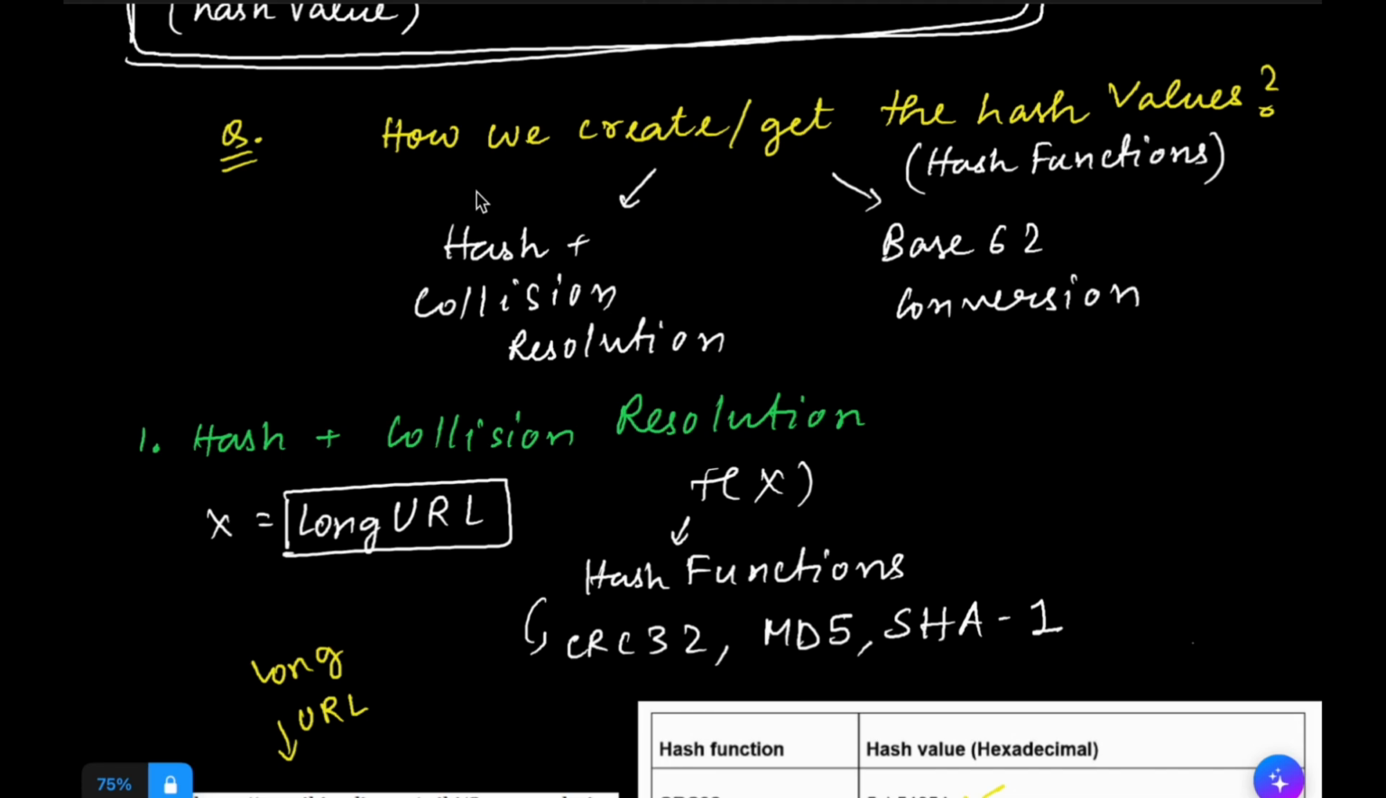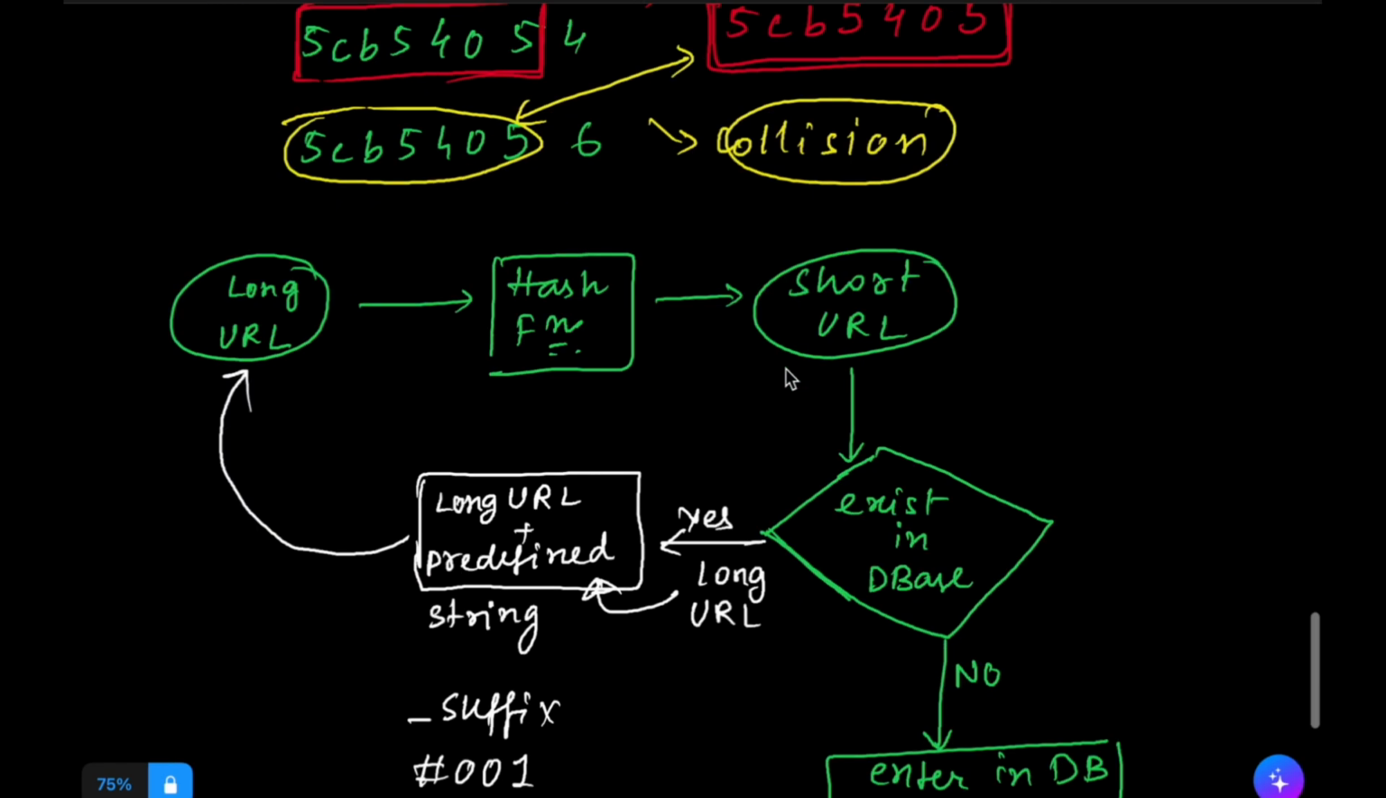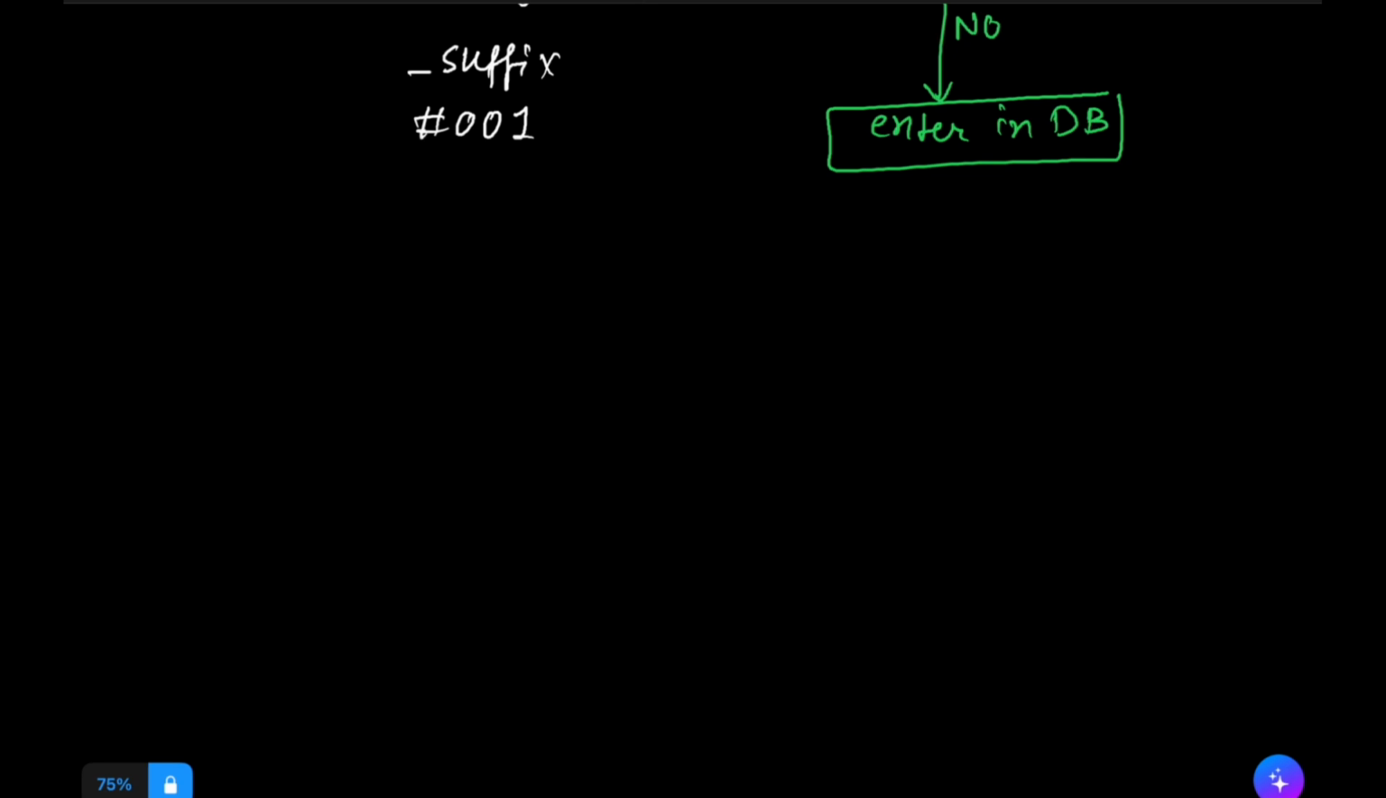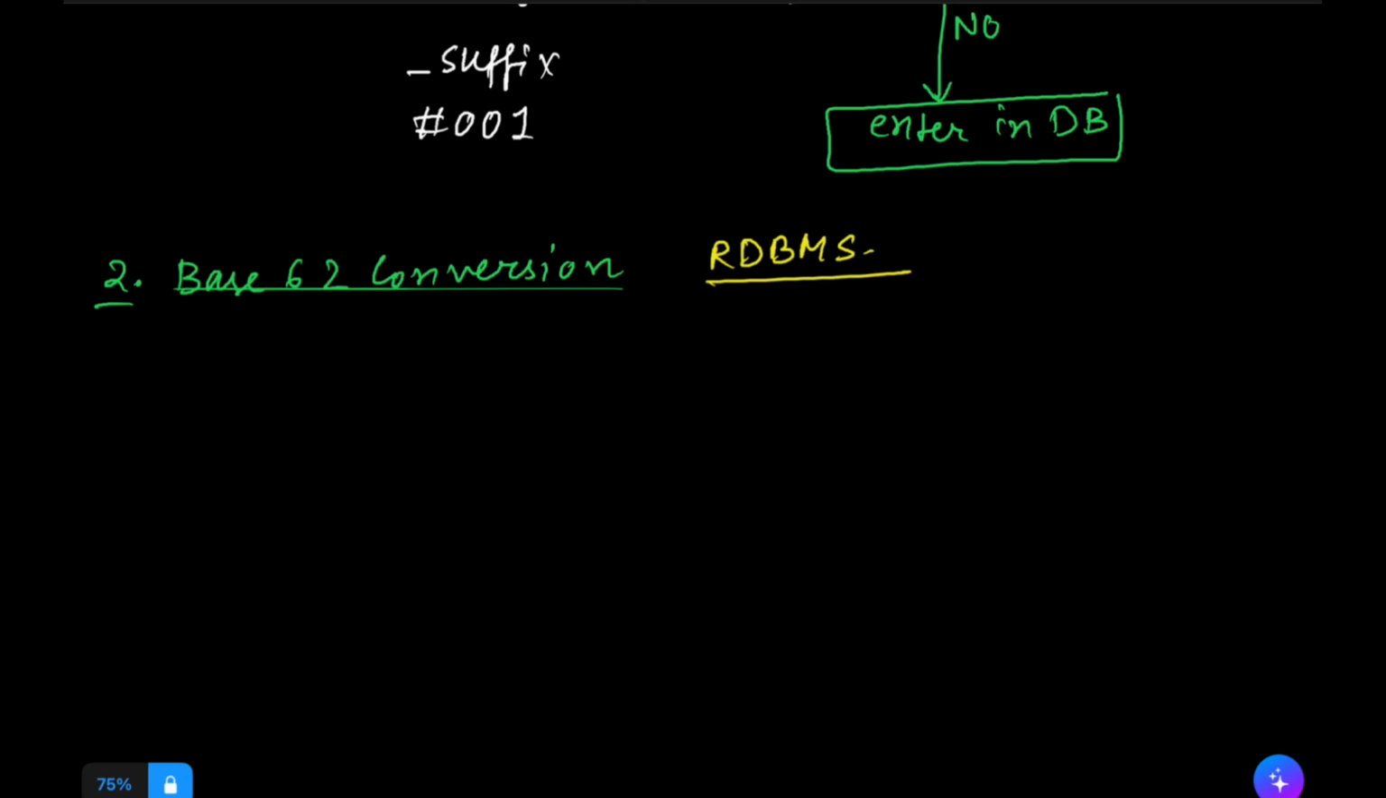Another approach, which we also mentioned and will be discussing right now, is base 62 conversion. So let's look into it. What is this base 62 conversion and how does it work? If you remember, in our relational database, the way we enter the value is that we have an ID, a unique ID, which acts as the primary key, and then we have the short URL and the long URL.